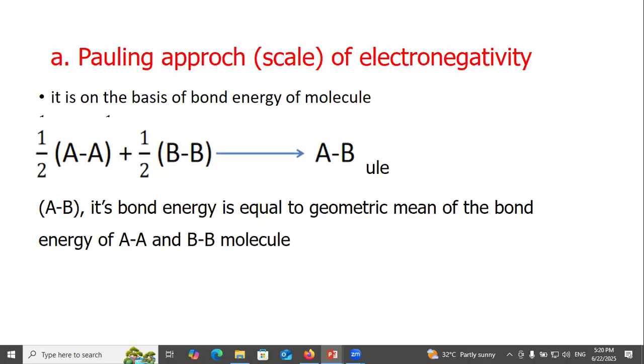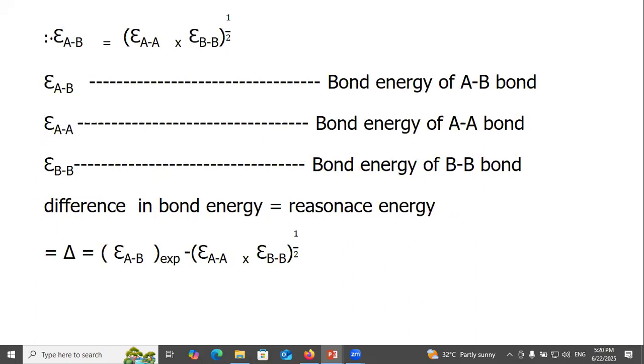If the bond energy of AB is equal to the geometric mean of the bond energies of the AA and BB molecules, then E_AB equals the square root of E_AA times E_BB. E_AA is the bond energy of the AA bond, E_AB is the bond energy of the AB bond, and E_BB is the bond energy of the BB bond. The difference in bond energy, the resonance energy, delta equals E_AB experimental minus the square root of E_AA times E_BB.